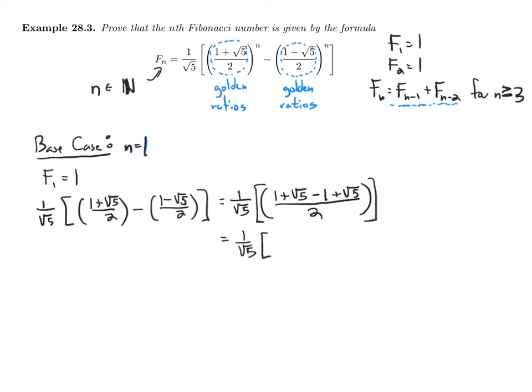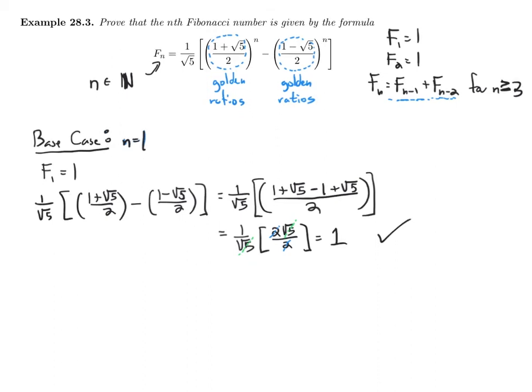And here we have 1 minus 1 is 0. Root 5 plus root 5 is 2 root 5. So we have 2 root 5 over 2. And hey, look, our 2's cancel, and we're left with root 5 over root 5. Our root 5's cancel. So all we have is indeed 1 over 1, which is indeed 1. So f1 equals 1. This expression here, when n equals 1, is 1. So our base case is proved.